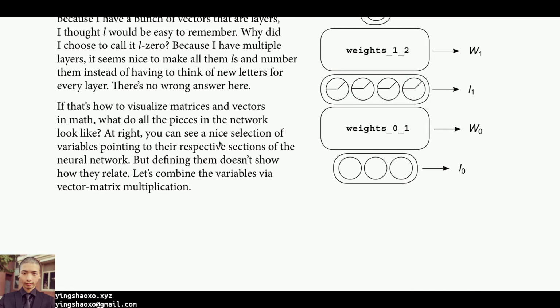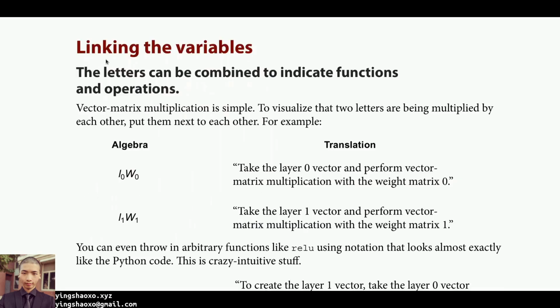At the right, you can see a nice selection of variables pointing to the respective sections of the neural network, but defining them doesn't show how they relate. Let's combine the variables with vector matrix multiplication. Linking the variables, the letters can be combined to indicate functions and operations.